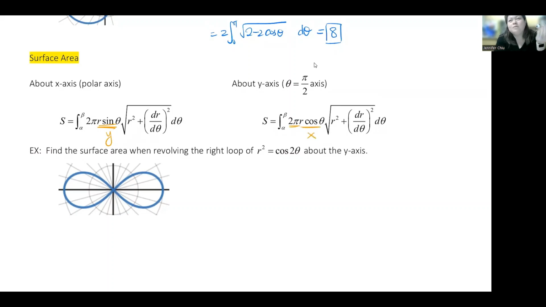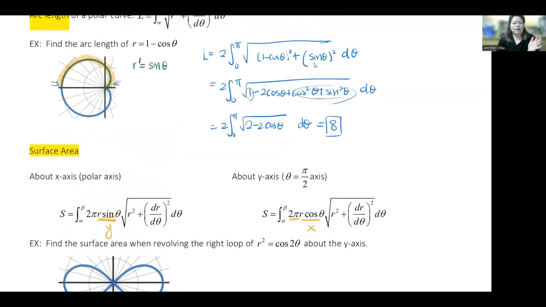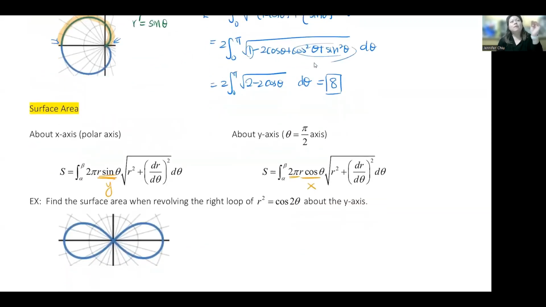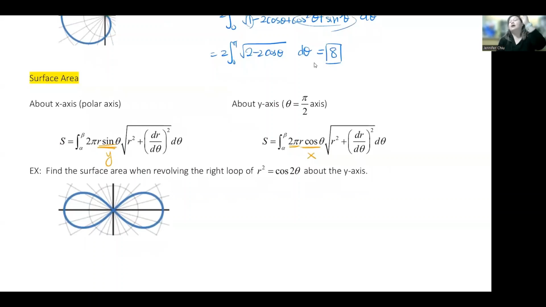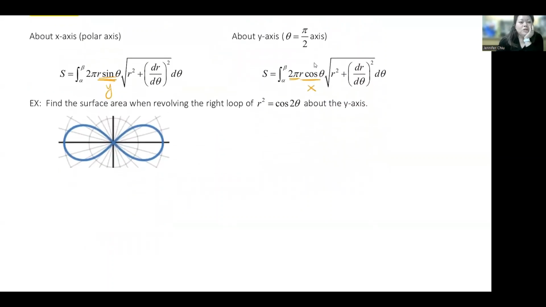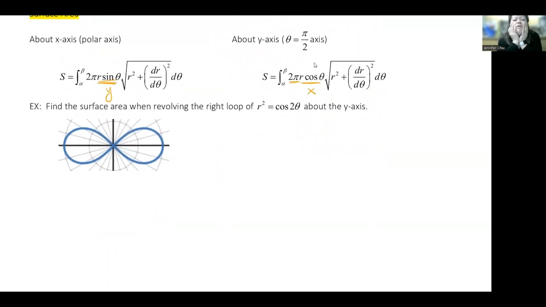So it is almost exactly the same thing, and then times the arc length formula that we had from above. So it's the same idea, right? You have 2 pi times the function times the arc length formula from whichever resource you are doing, which is parametrics or polar, right? Okay, so here it says find the surface area when revolving the right loop of this beautiful lemniscate about the y-axis. So you are going to go ahead and revolve it around the y-axis.